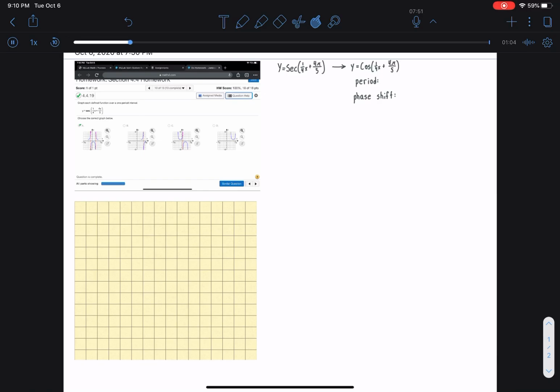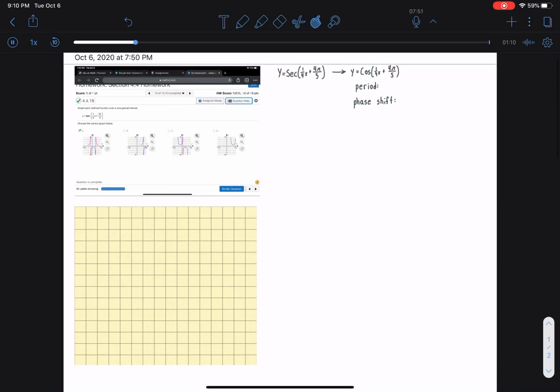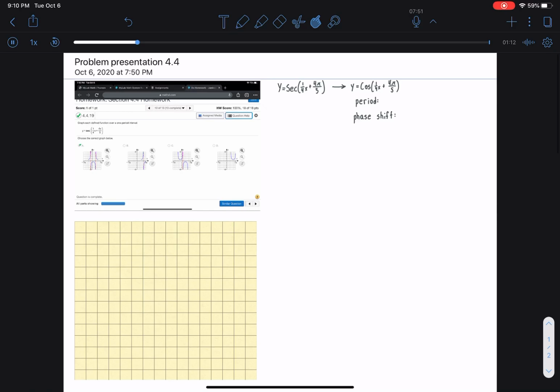Alrighty. And as we can see, there's no amplitude on this one because up here we have nothing in front of the cosine. So first off, we're going to find our period, and we know it's going to be 2 pi over b. And if we put in 1/4 there, we're going to end up with 8 pi, because 2 pi times 4 over 1 is 8 pi.